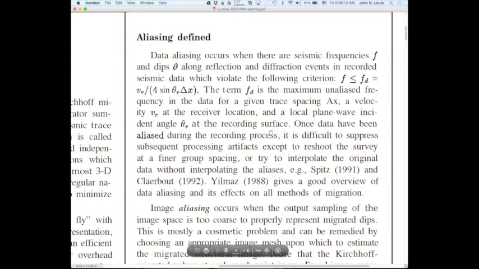So whenever you record those higher frequencies, and believe me, you always do, it's really impossible to get rid of the effects of aliasing without reshooting with the original spacing. So that's a very fundamental kind of aliasing, very much like the same problem as time aliasing.